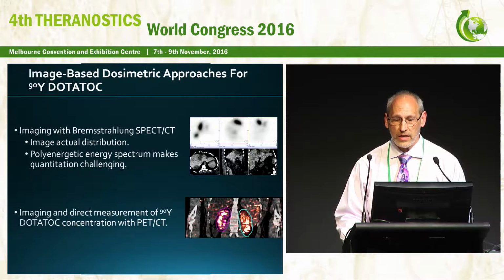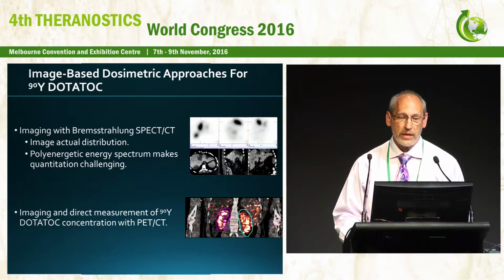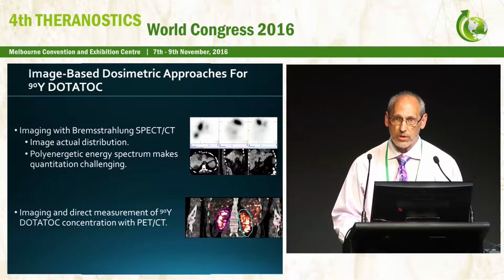We actually used 2 different kinds of imaging for this. We used imaging with Bremsstrahlung SPECT CT. We can image the actual distribution of the yttrium-90 DOTATOC with this methodology, but as Bremsstrahlung is polyenergetic, it makes quantitation, absolute quantitation, difficult. Relative quantitation is possible, certainly with this, but we can't really tell how many megabecquerels are in the kidney at any given time. However, we can do that with yttrium-90 PET-CT, and so we can image and directly measure yttrium-90 DOTATOC concentration and activity with PET-CT.